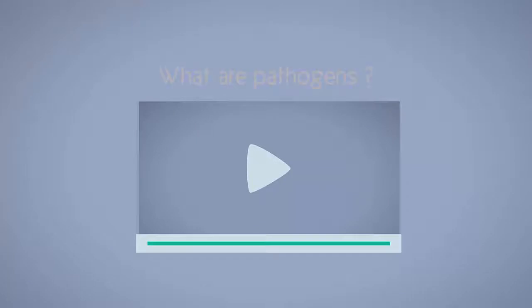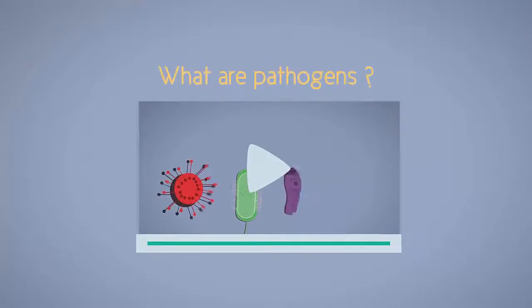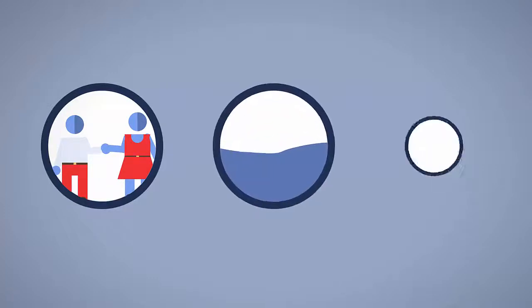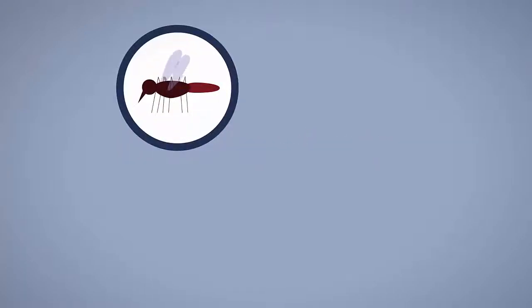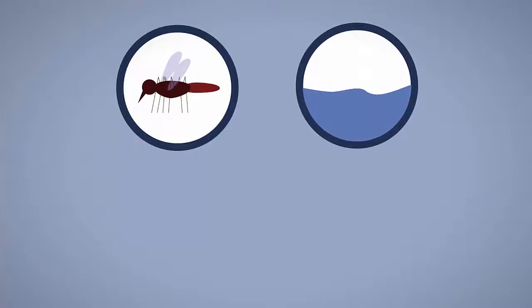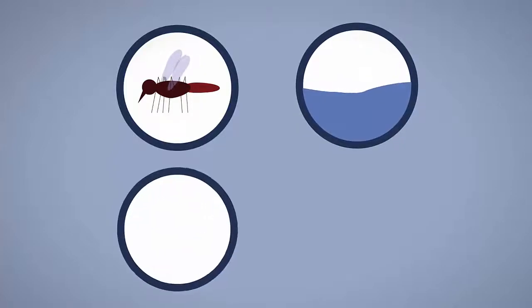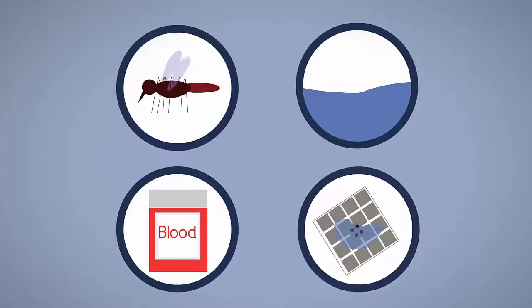In the first part of this video, you should already know that pathogens are disease-causing microorganisms. So how are pathogens spread? They can spread in many ways: by direct contact, by water, or by air. Different pathogens are spread by different mechanisms. So, malaria is transmitted by mosquitoes, whereas cholera is a waterborne disease. HIV is transmitted through bodily fluids, and athlete's foot is transmitted by direct contact.